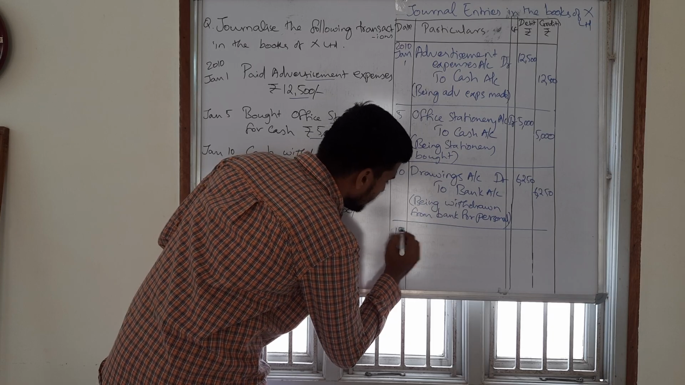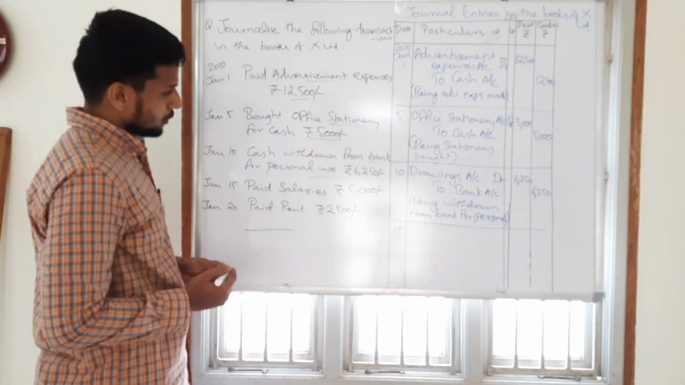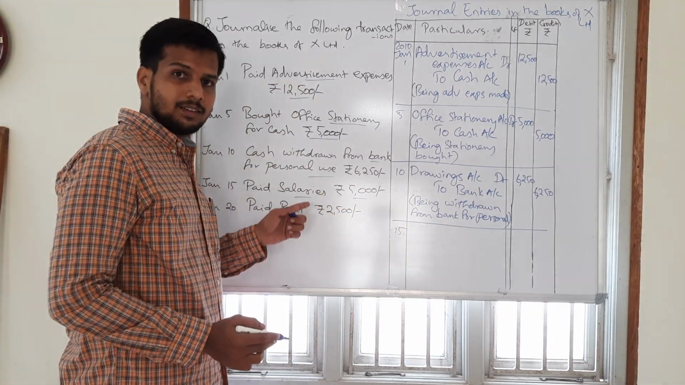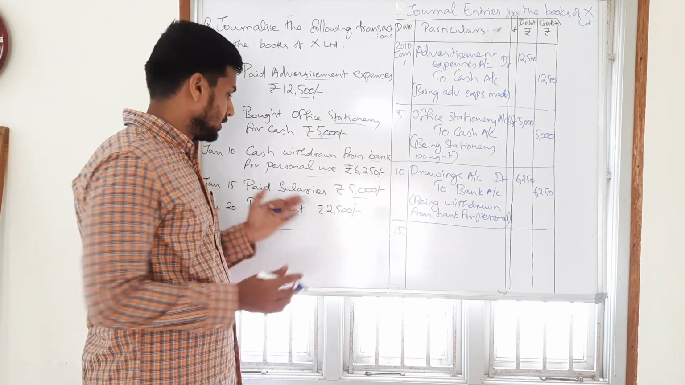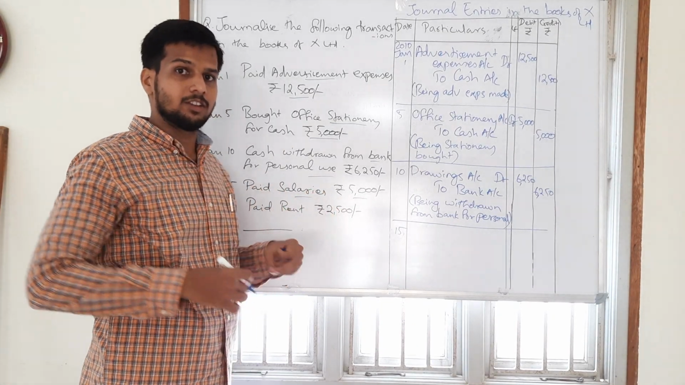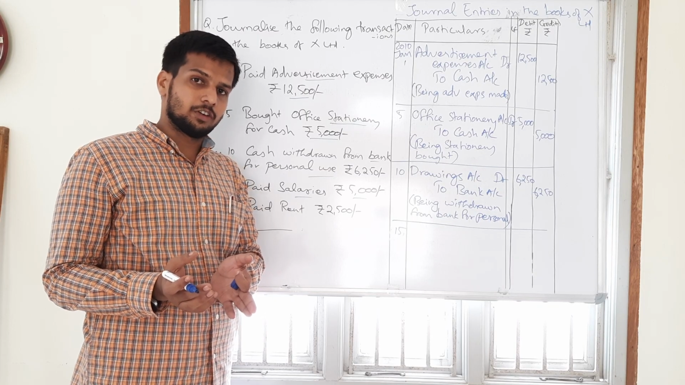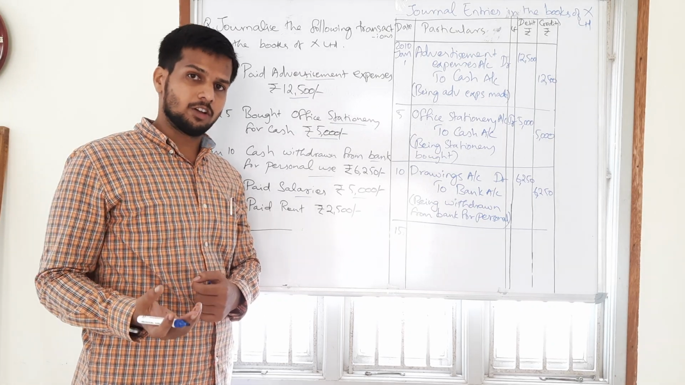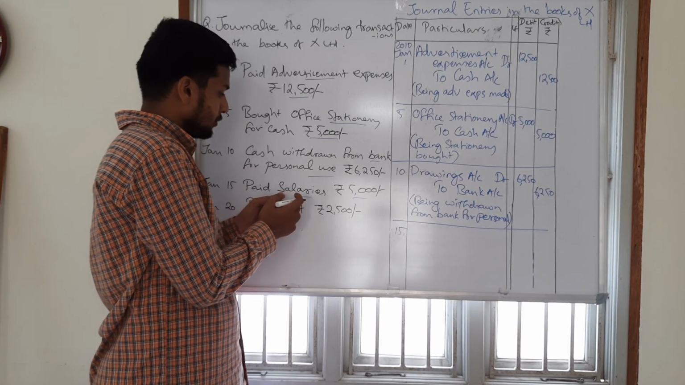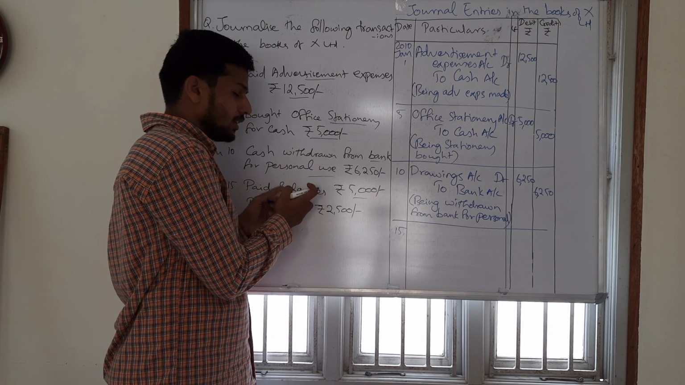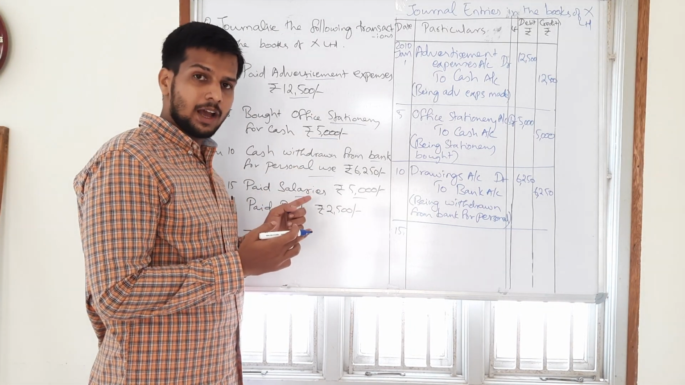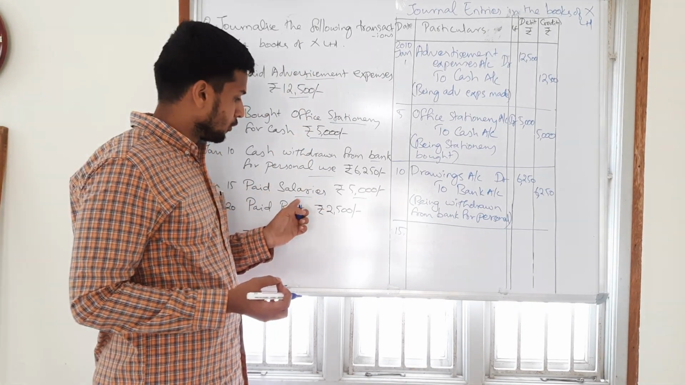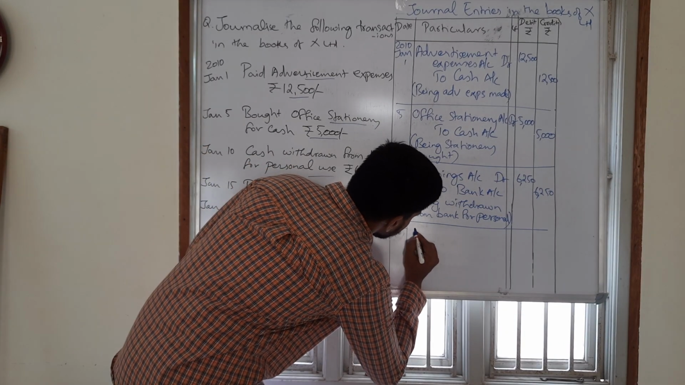January 15th. Paid salaries rupees 5,000. Two accounts are affected: salaries account and cash account. Salaries comes under the heading of nominal because it signifies only the name of the account, as there is no physical structure for the salary. Nominal: debit all expenses and losses, credit all income and gain. Salary is an expense to the business, so all expenses and losses should be debited. So salaries account should be debited.